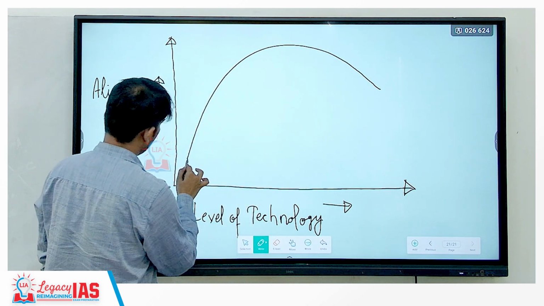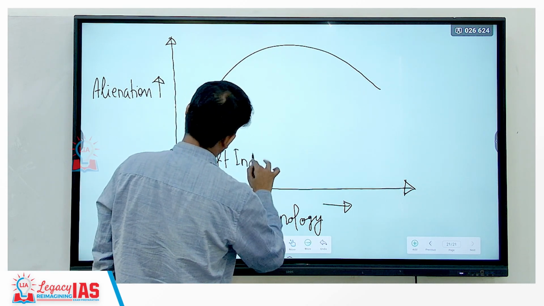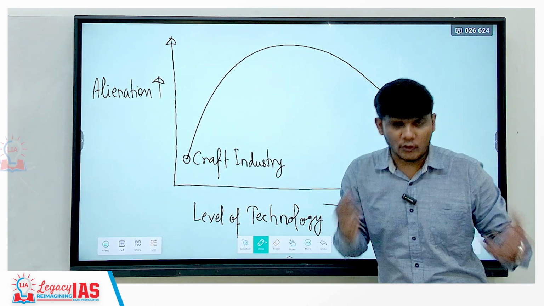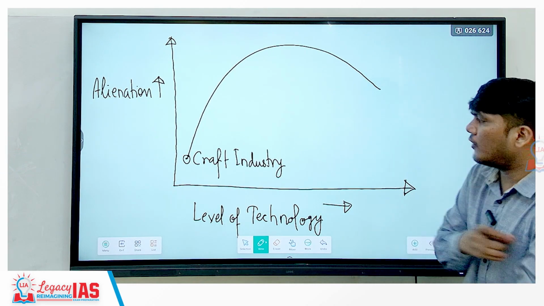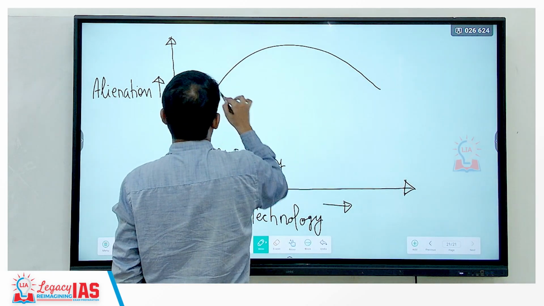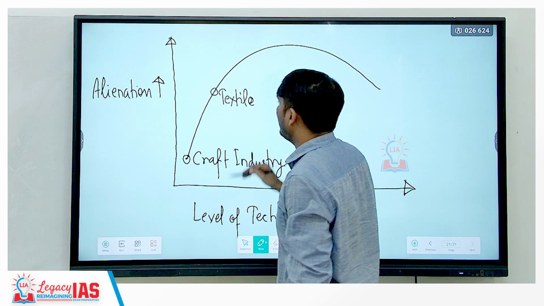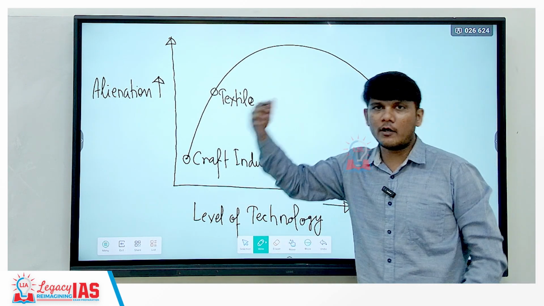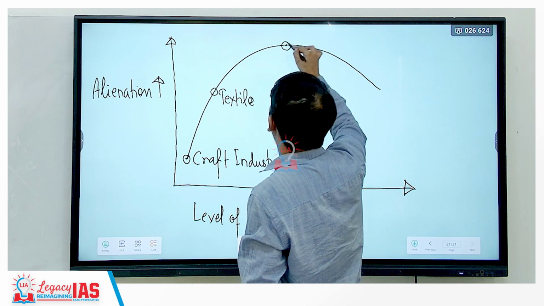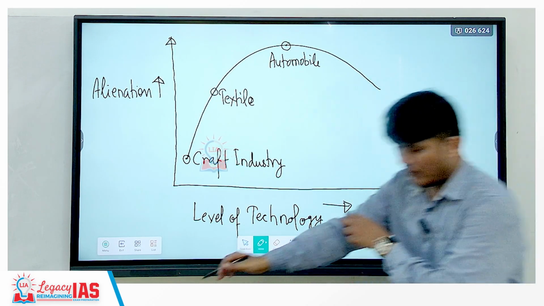So what is happening? Now he says, the craft industry. Craft industry, you are making baskets, this, that. So there is very little use of technology, making with your own hands and all. So less level of technology, less amount of alienation. But then when you go on to make, let's say, textile clothing, this is the textile industry. In the textile industry, there is more automation, big machinery and all will be there. So more automation, more utilization of machinery, more repetitive kind of work, so increase in alienation. Then he says that it peaks in the automobile industry, wherein there is the assembly line system, there is Fordism.